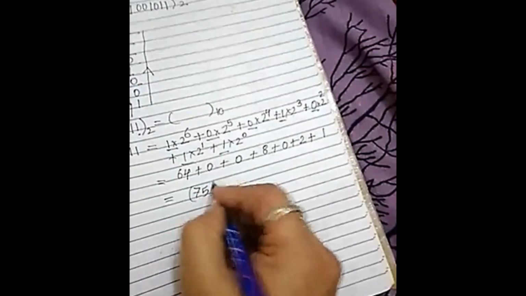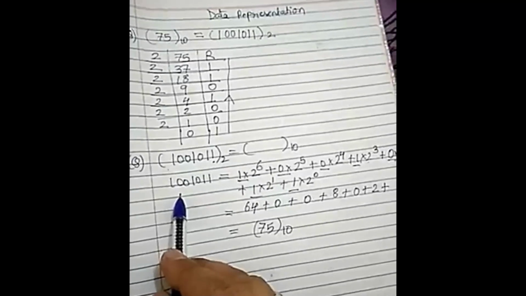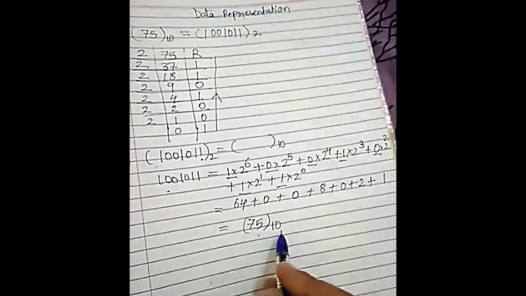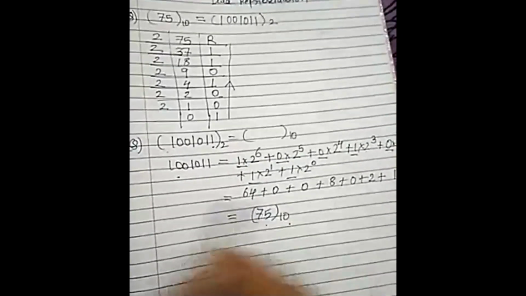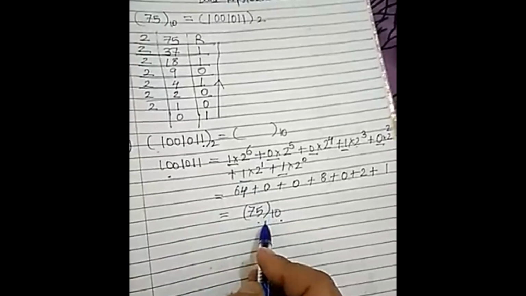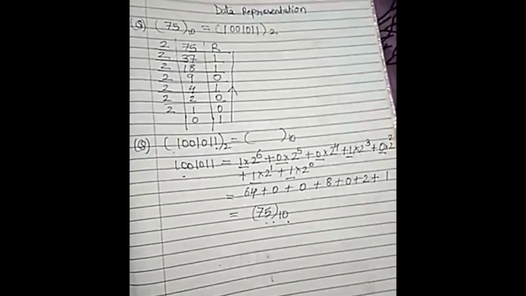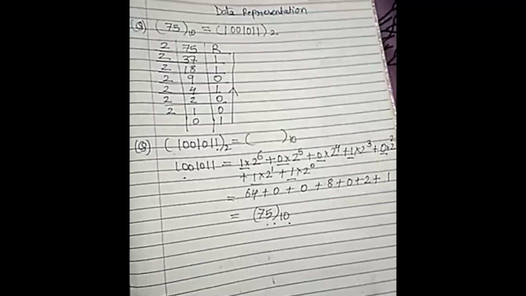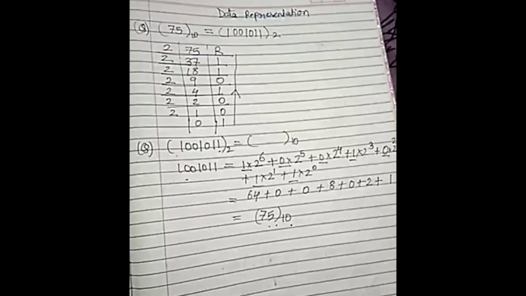So again we have got this number, so our answer is correct: this number is equivalent to 75 in decimal. This was the reverse method to convert any binary number to decimal. So in this video we have seen the two methods to convert a decimal number to binary, and a binary number to decimal. I hope you have understood. Thank you.